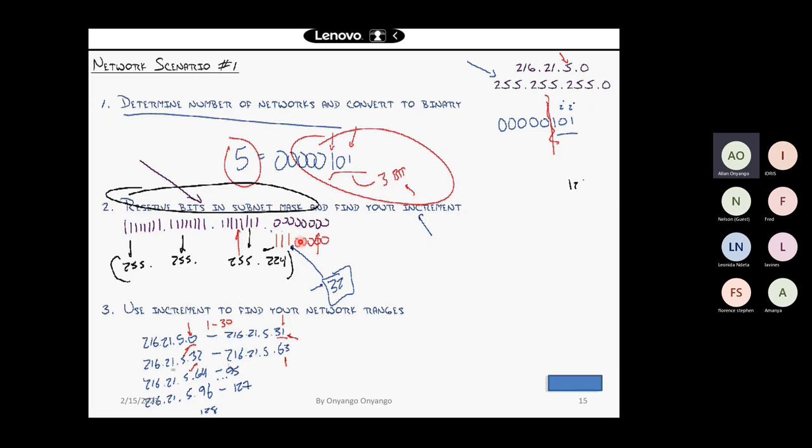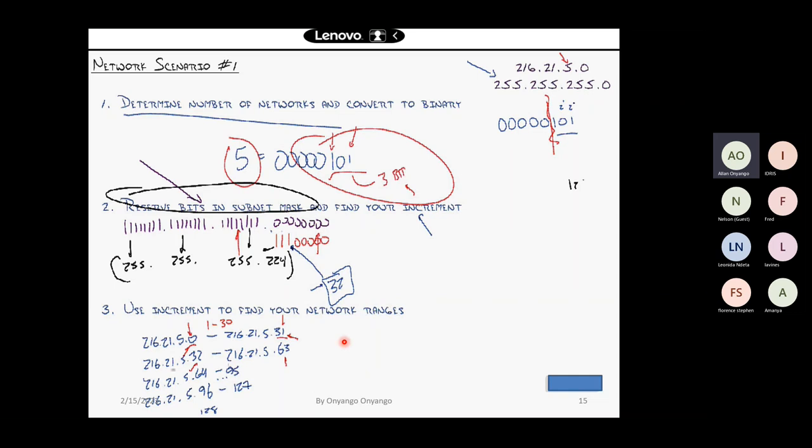Okay? So I hope that is clear enough how to borrow and how to find the increment. Increment will always be the last 1 bit on the new subnet mask. Remember, we did not touch the first, second, and third octet. Then we go to the last step. On the last step, we now need to use the increment, which is 32, to find our network ranges. Very, very important.